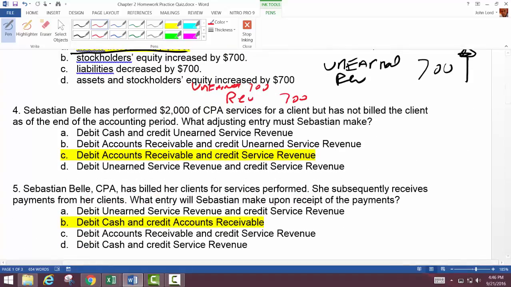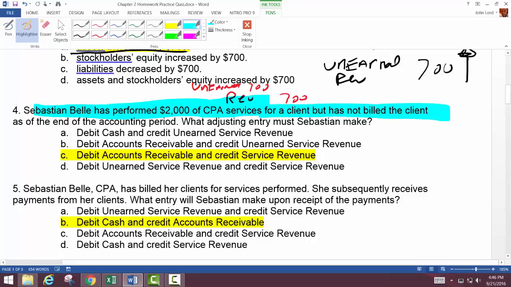Now we've got this Sebastian Bella, whatever, who has performed services for $2,000 for CPA services for a client. But at the end of the year, they hadn't billed the client yet, and now they're going to go ahead and bill them. So we're going to have to make an adjustment to the financial statements. That's what we mean by an adjusting entry, meaning we're catching up and cleaning up for things that had happened during the month or during the year, and now we're catching them up at the end of the year. We're adjusting the accounts.